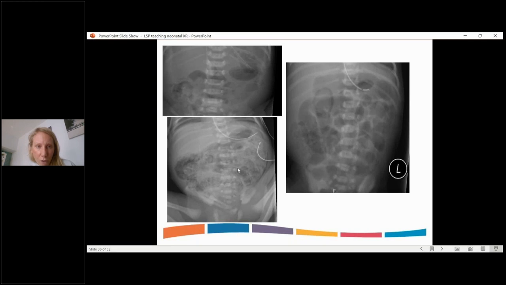And so for these two, less dilated loops of bowel, I'm less concerned about perforation. This one, these two loops are particularly dilated, as is this one. And this is very odd. So I would do a lateral decubitus on this baby, and that baby did have a perforation.